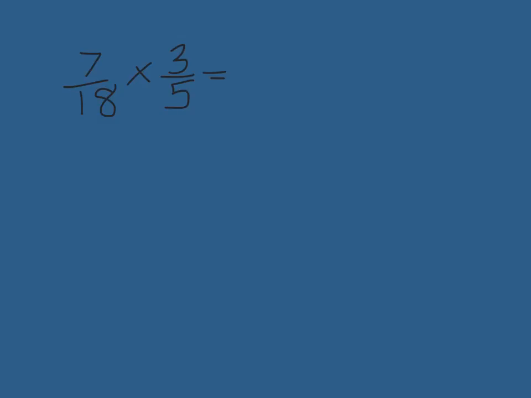Take a look at 7/18 times 3/5. I want you to try that one on your own and come back and see how you did. So if I take a look at this, I know 3 goes into 18 evenly. So 3 divided by 3 is 1, and 18 divided by 3 equals 6. I can't do anything with my 7 and my 5, so that's as far down as I can go. So now I multiply. 7 times 1 is 7, and 6 times 5 is 30. 7/30 is that fraction in simplest form.